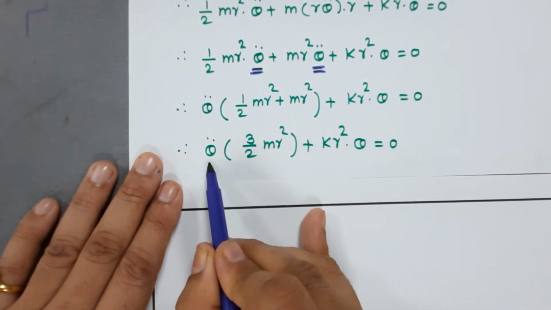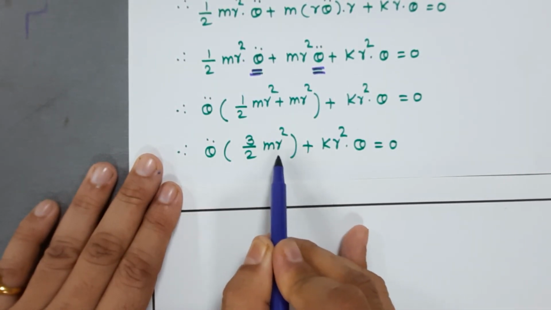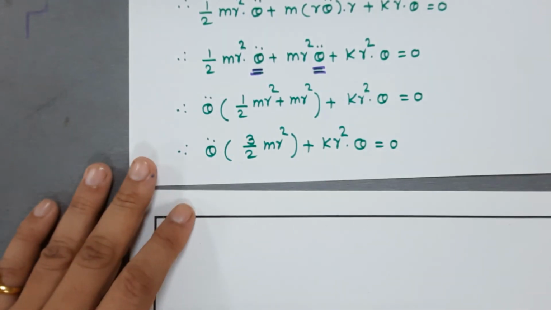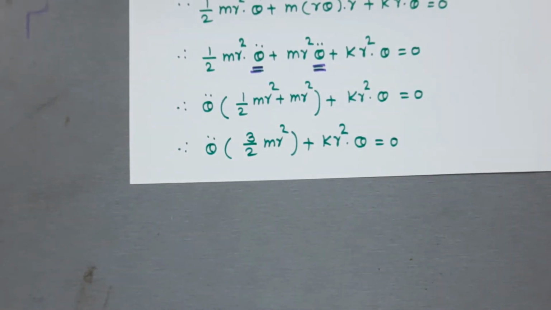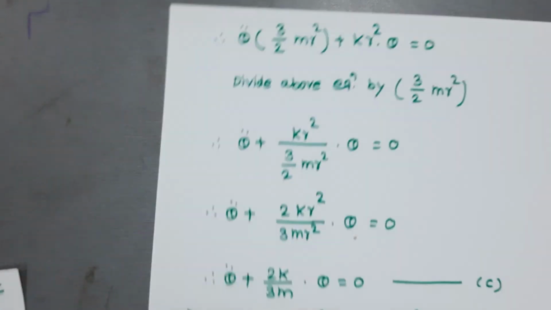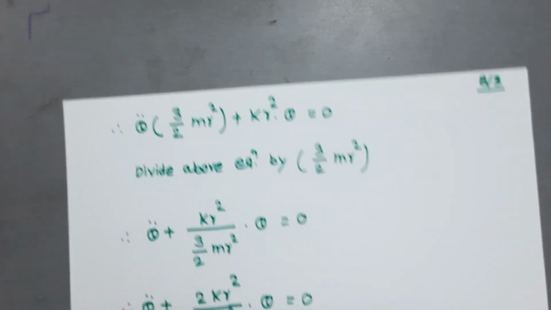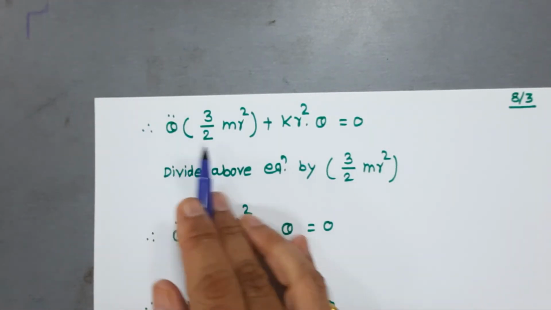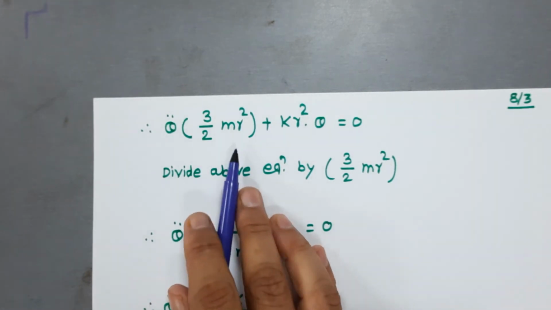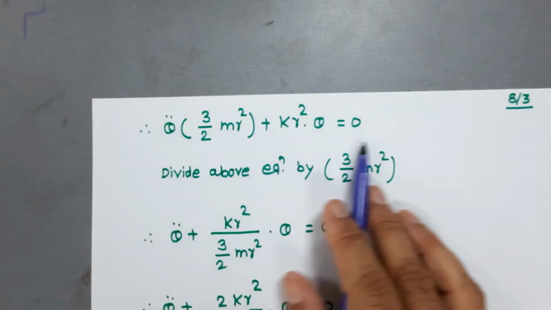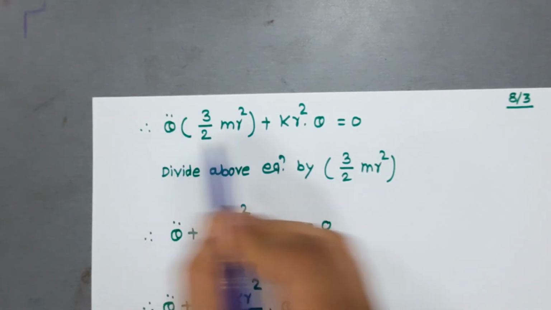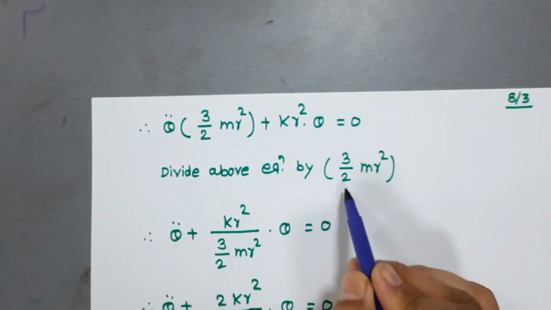So now we have a new equation: theta double dot into 3 by 2 m r square plus k r square into theta is equal to 0. Now I have reproduced this equation here. I have taken this equation, theta double dot into 3 by 2 m r square plus k r square theta, as it is. Now divide the whole equation by 3 by 2 m r square.